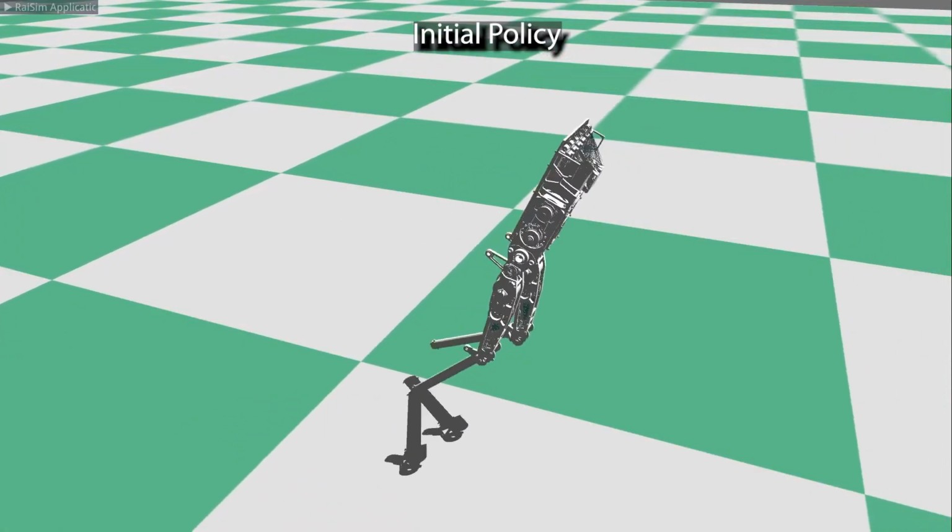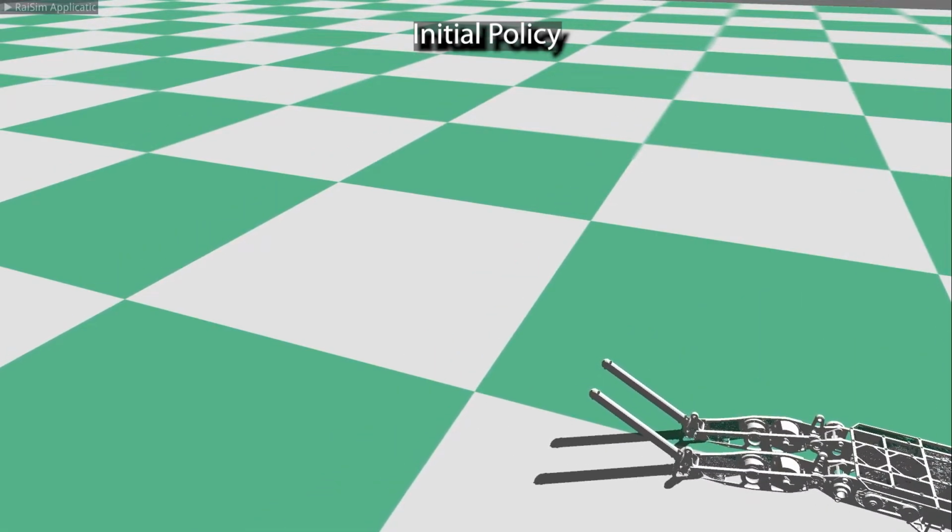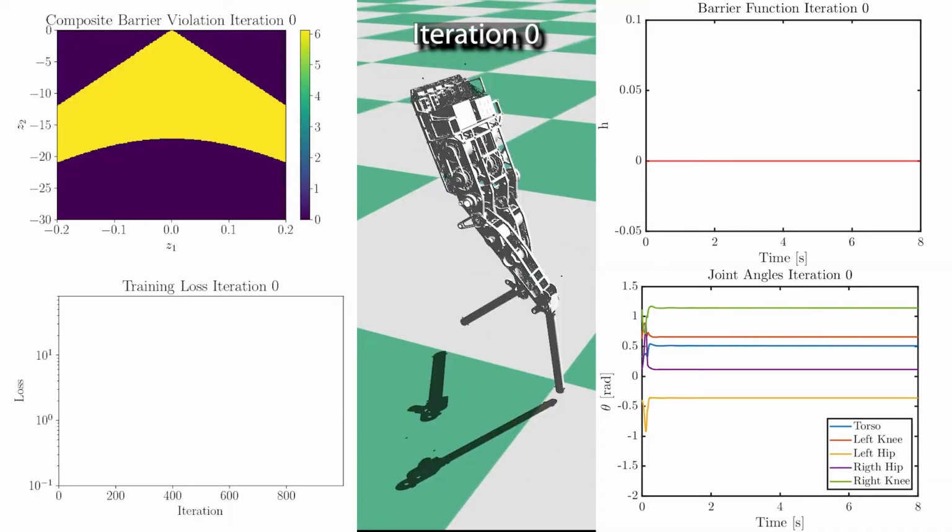Here, we see a closed-loop simulation of a random policy on the robot. These are the iterations of the learning process in action. In the upper left, we have the barrier violation over the zero dynamic space, only evaluated over regions of positive orbital energy. In the lower left is the evaluated loss. In other words, the approximated spatial integral of the barrier violation over iterations. On the upper right are the barrier violations as a function of time for each iteration, and on the lower right are the joint angles as a function of time.